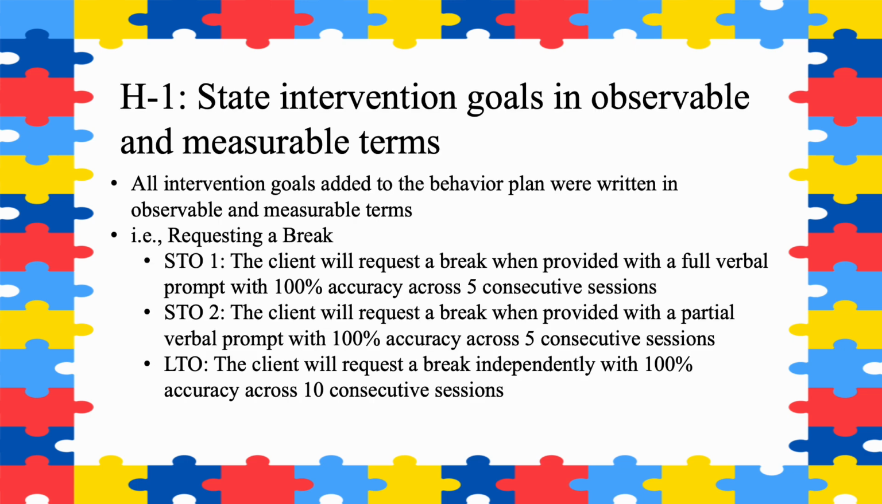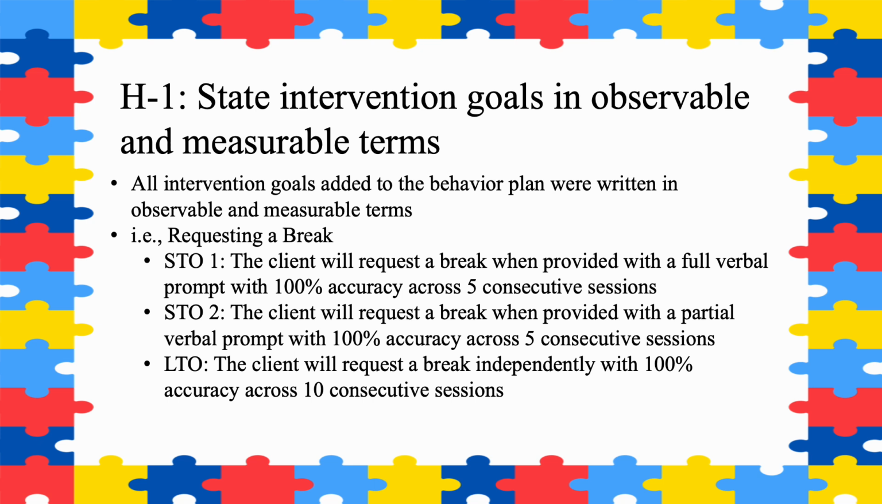These next slides will include the integration of the BACB task list items. The first task list item I'll be discussing is H1, state the intervention goals in observable and measurable terms. So all the intervention goals that were added to the behavior plan were written in observable and measurable terms.